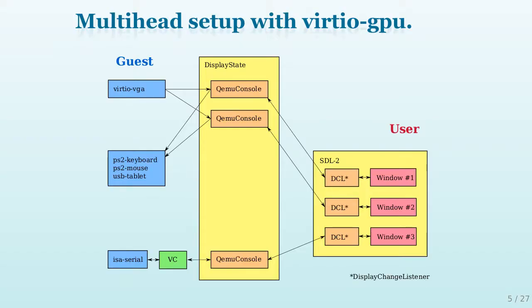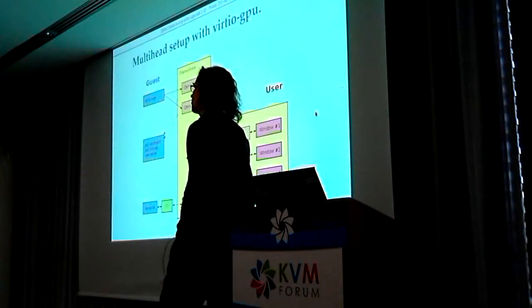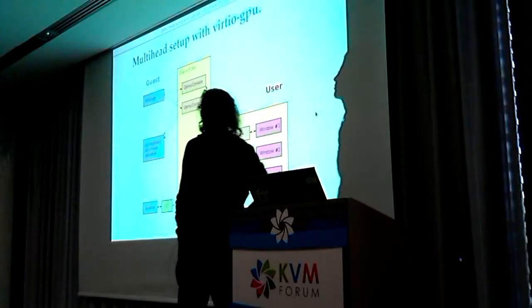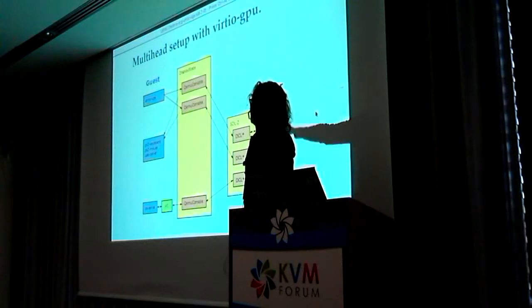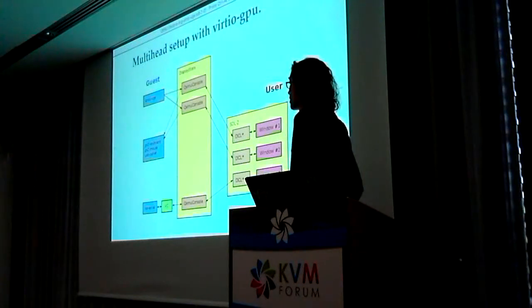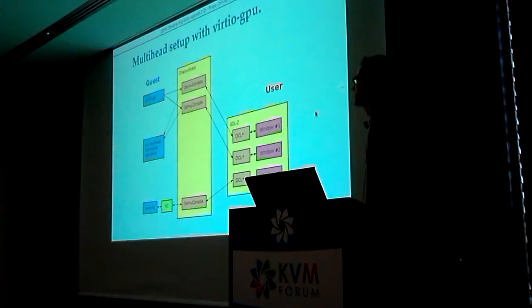So you don't necessarily have a one-to-one relationship between graphics card and QEMU console. The upcoming virtio-gpu graphics card is able to support multiple heads. And this is done by simply having two QEMU consoles registered by the graphics device. And of course, in the user interface you also get one more window for the second head, which can be turned on and off, depending on whenever the guest is using that head or not.